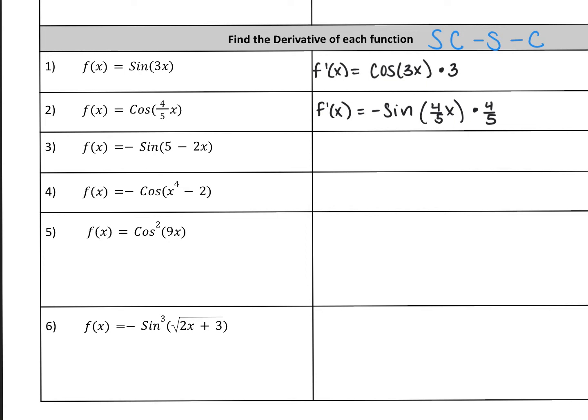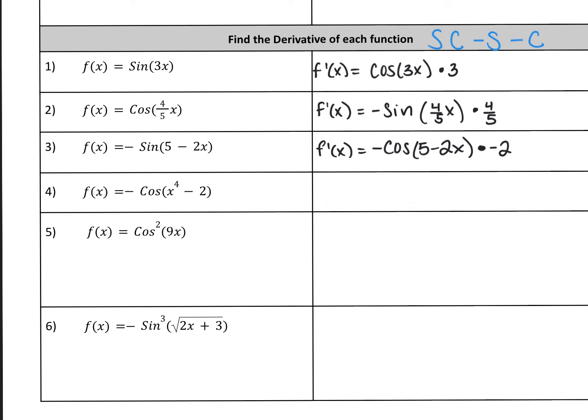Now, number 3, I want to take the derivative of negative sine. So I look here, negative sine, the derivative is negative cos. And we keep the 5 minus 2x, and then we multiply it by the derivative of the inside. So the derivative of a constant 5 is 0, and the derivative of negative 2x is just negative 2.